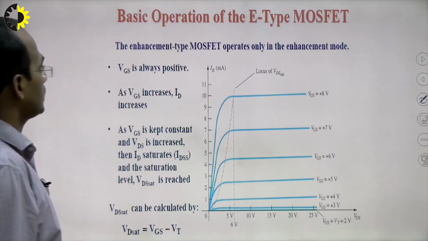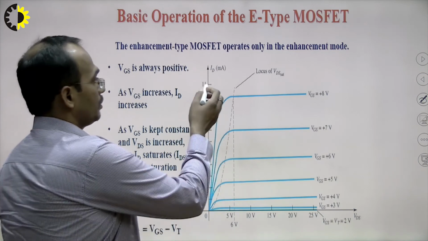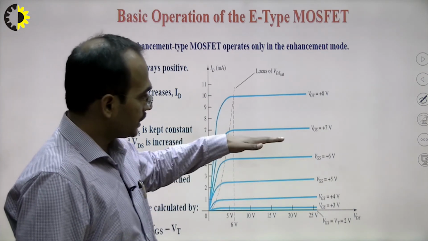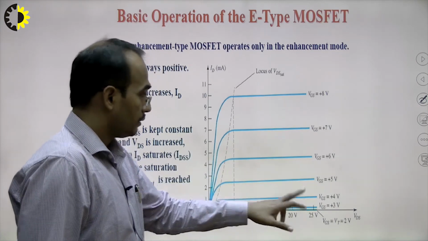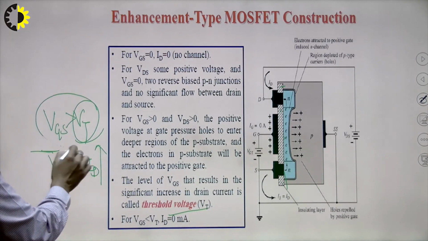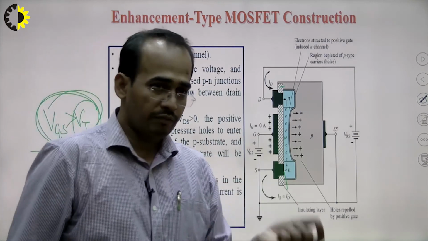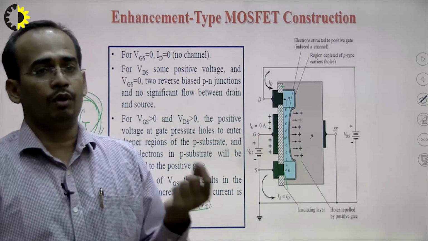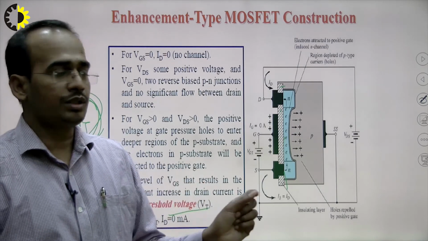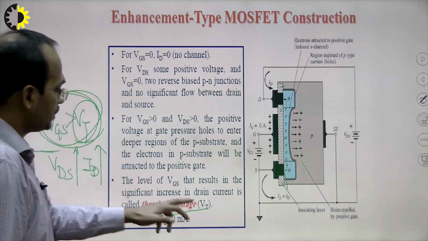This is the VI characteristic of the enhancement type MOSFET. The output characteristic has been drawn between ID and VDS. I have already discussed that it is not necessary that at any positive value of VGS the current will flow from source to drain through the channel. It happens only after a particular value of VGS. That particular value is the threshold voltage.